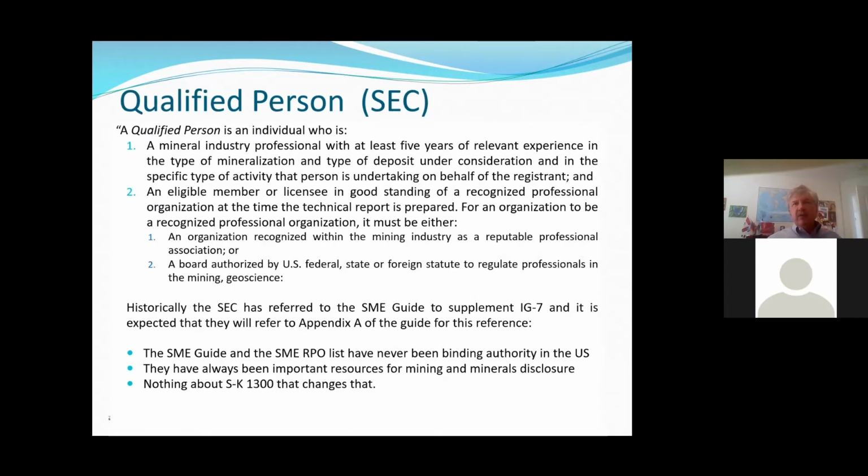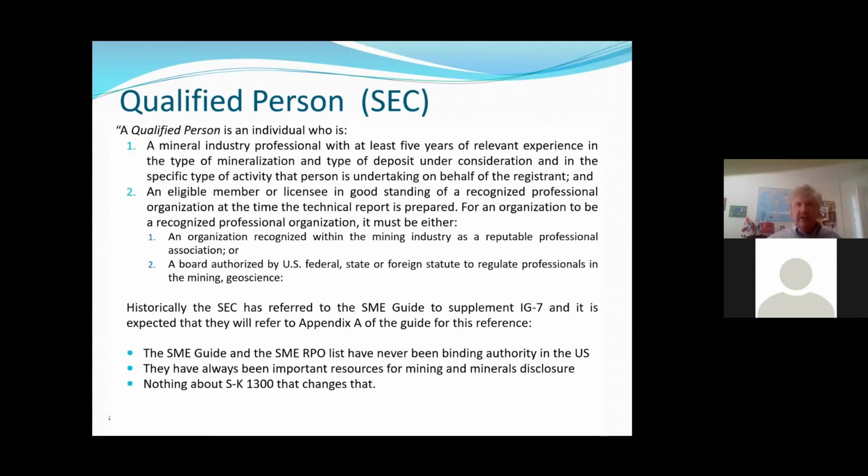Reports must be done by a qualified person. The SEC has defined a qualified person as an individual who is a mineral industry professional with 5 years of relevant experience and an eligible member or licensee in good standing of a recognized organization, which must be either 1, an organization recognized within the industry, or 2, a board authorized by US federal, state, or foreign statutes, such as a state professional engineer.